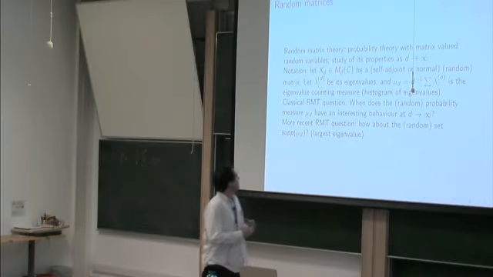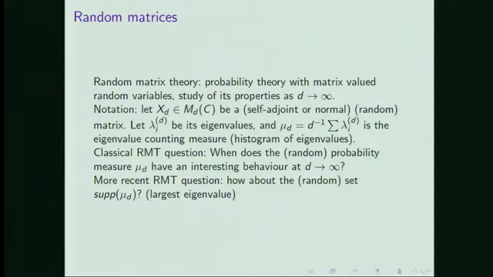So I was saying the classical random matrix question is to try to study cases when the random probability measure mu_d, defined here, has an interesting behavior as d goes to infinity. And a more recent random matrix theory question is how about the support of this measure? So basically just the set which is the union of all eigenvalues.